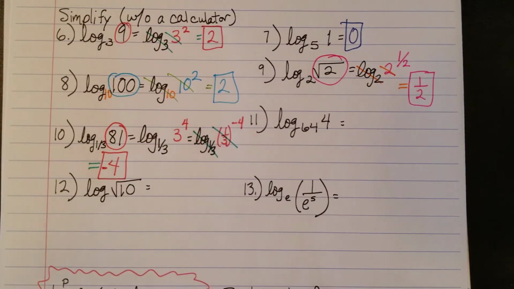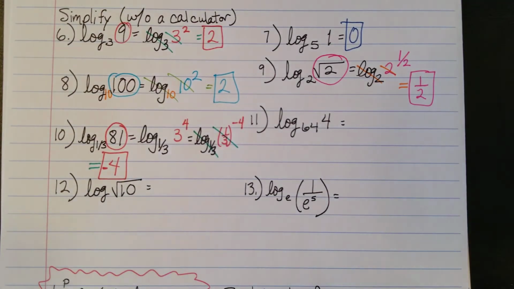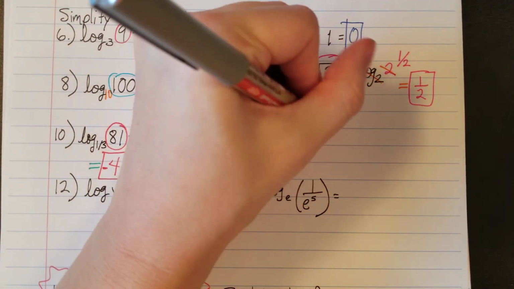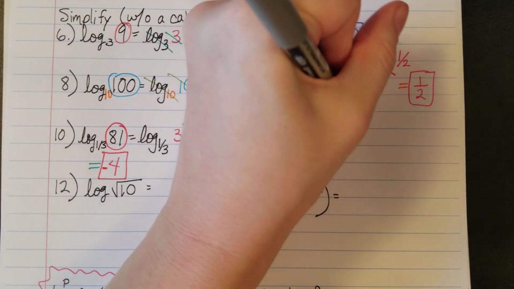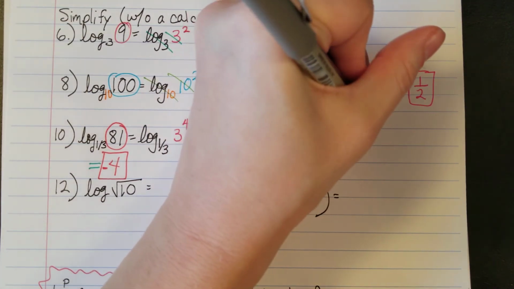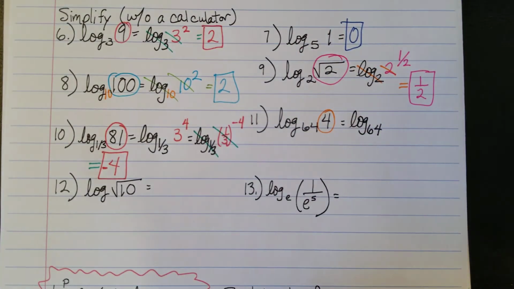All right, number 11, we have log base 64 of 4. So we have to figure out how we can replace 4 with 64 to a power. What do we know about a relationship between 4 and 64?